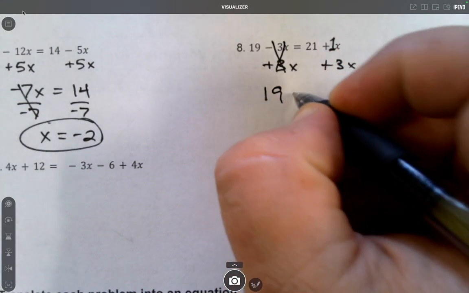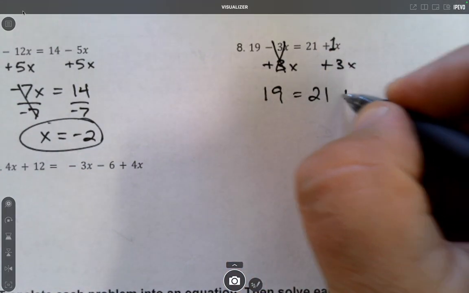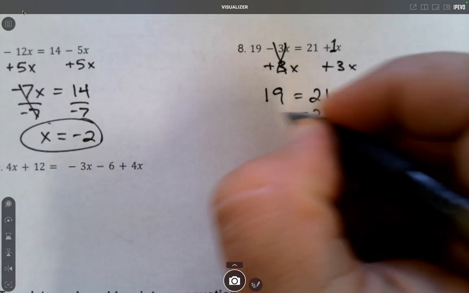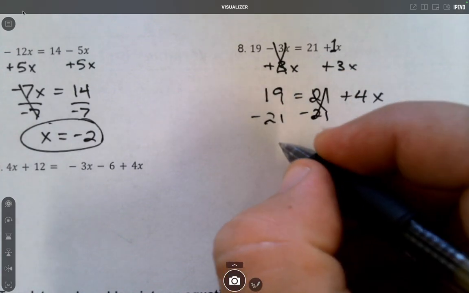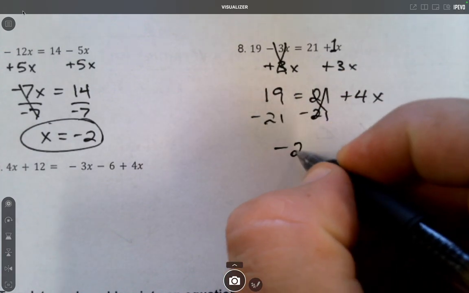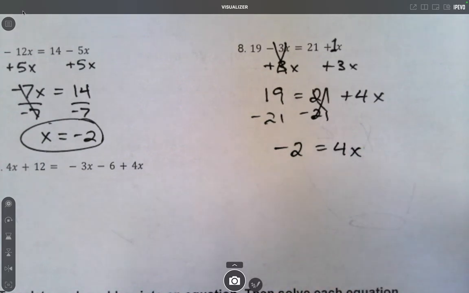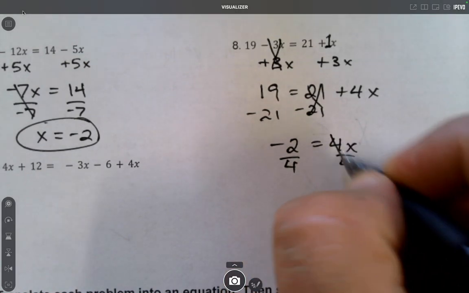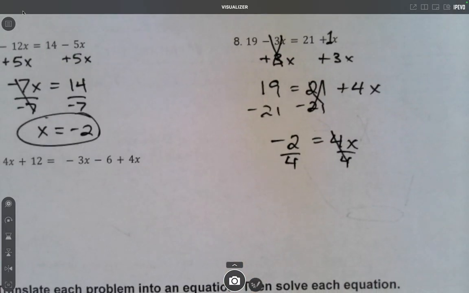That gives me 19 equals 21 plus 4x. Then we subtract 21 from both sides. 19 minus 21 is negative 2. And my last step is to divide both sides by 4. Now, negative 2 divided by 4 is not a whole number.